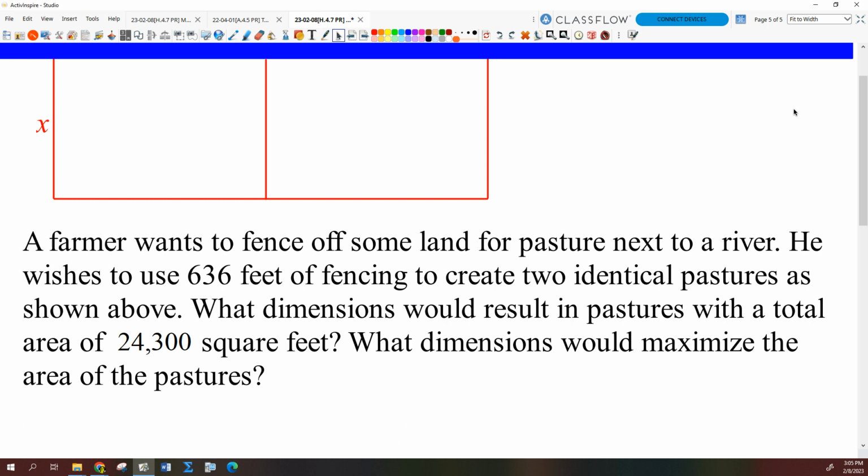He has 636 feet of fencing available to create 2 identical pastures as shown above. What dimensions would result in pastures with a total area of 24,300 square feet, first of all? That's the first question that's asked. Let's do one thing. I'm going to change that variable. What do you think I'm going to change that variable to?